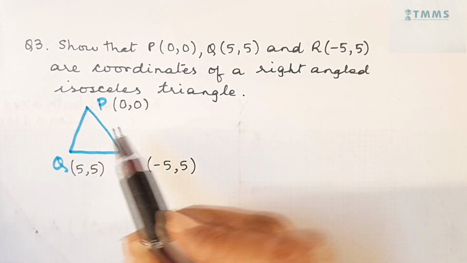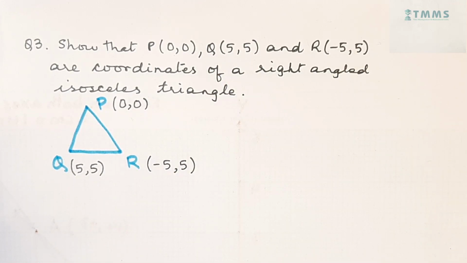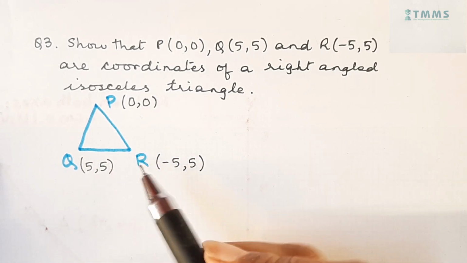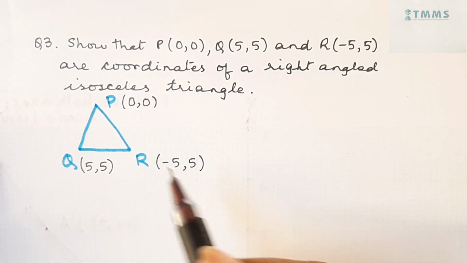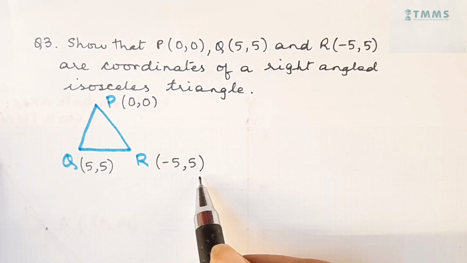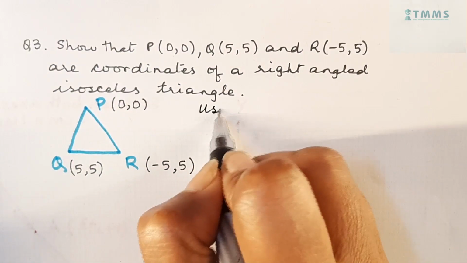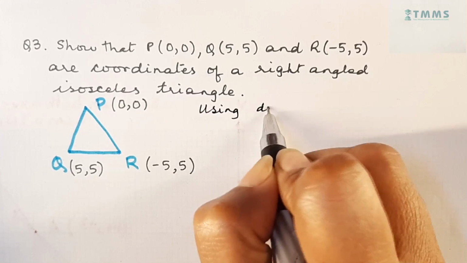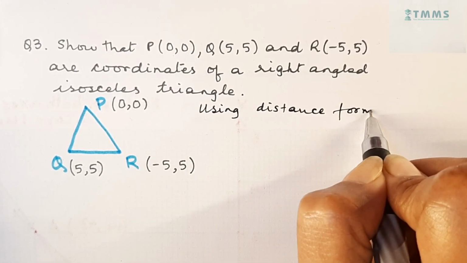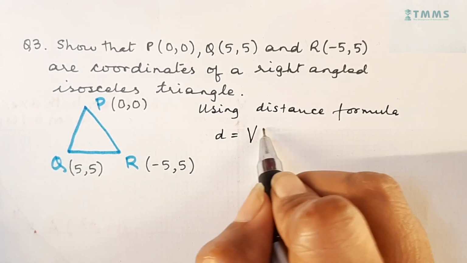Now in this triangle, I have just shown the coordinates of P, Q and R as they have been given in the question. Now what I need to do is I need to find the distance PQ, distance QR and distance PR. Now I'm not going to sit and write x1, y1, x2, y2, x3, y3. I'm just going to write it into a general formula. So we will say using the distance formula. And distance formula is d is under root.